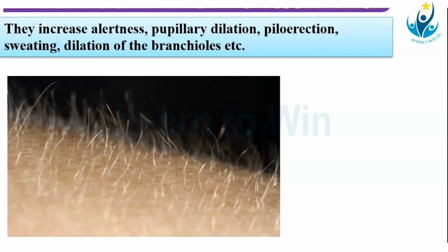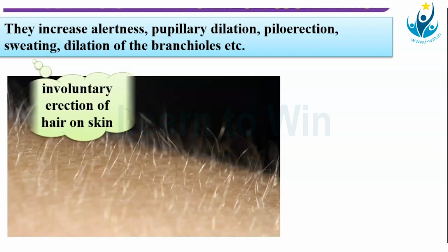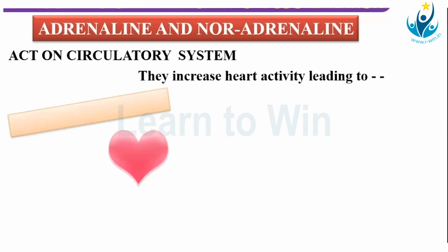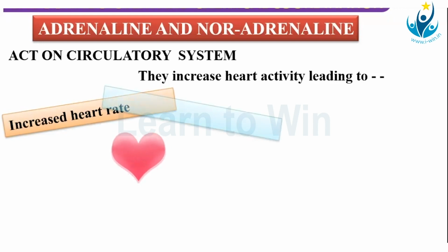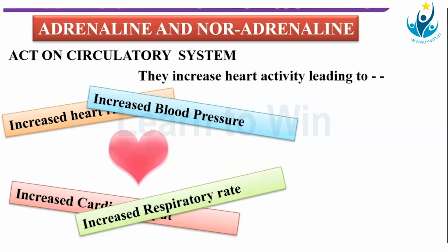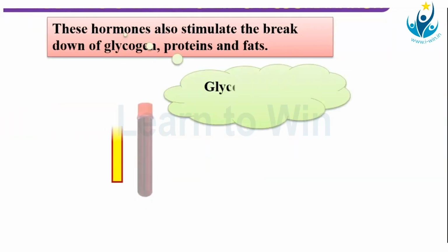Sweating, dilation of the bronchioles, because when you are having increased alertness, that means your heart rate is beating faster, so that means you need to take more oxygen, so your breathing also becomes erratic, right? Adrenaline and noradrenaline act on the circulatory system by increasing the heart activity, increasing the blood pressure, increasing the cardiac output, increasing the respiratory rate, and all of this.